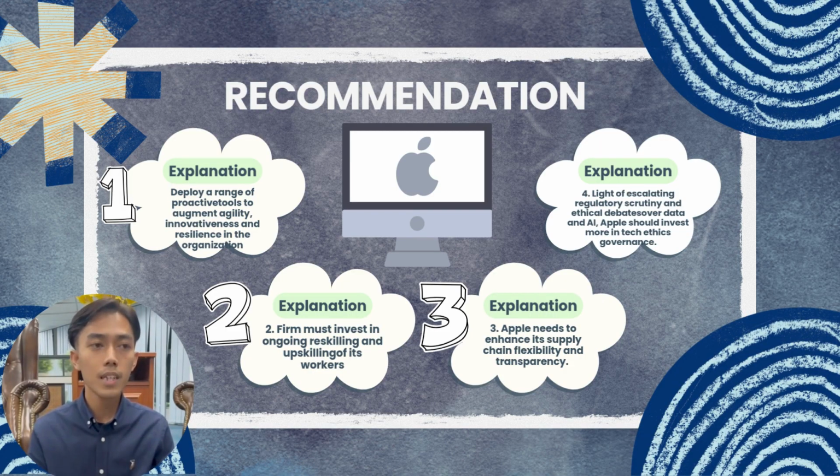Point number three is that Apple needs to enhance its supply chain flexibility and transparency. New materials and processes are often used when technology changes, and this can put stress on supply chains that are already as lean as possible. Number four is that in light of escalating regulatory, security, and ethical debates over data and AI, Apple should invest more in tech ethics governance. Vigorous implementation of internal ethical review boards for new technology can guarantee that products will maintain Apple's privacy-first values and global compliance.